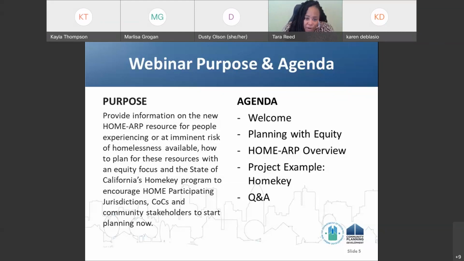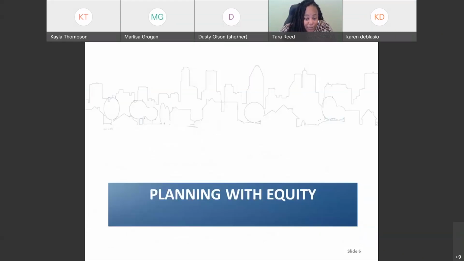So before we provide a program overview of the HOME-ARP resources, we will first be reviewing ways to approach system planning strategically while leading with equity, so as to intentionally close any existing gaps within our homeless response systems and avoid creating additional disparities.